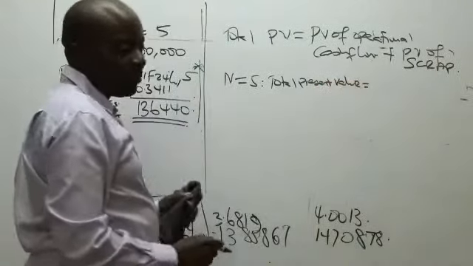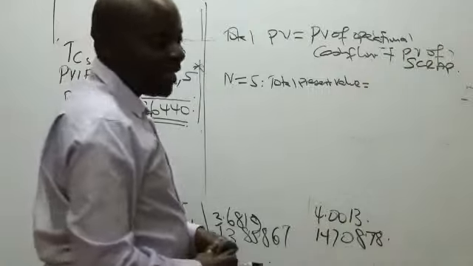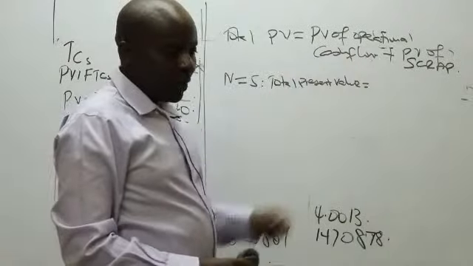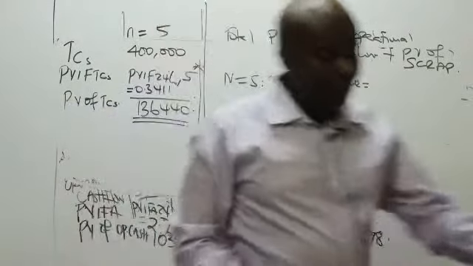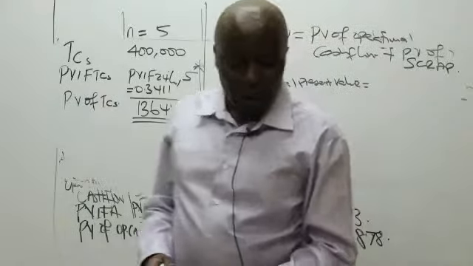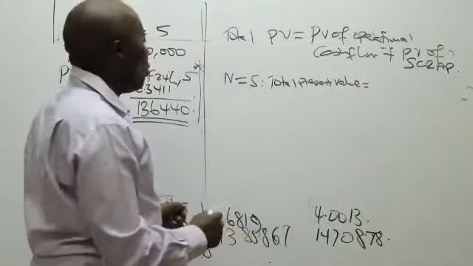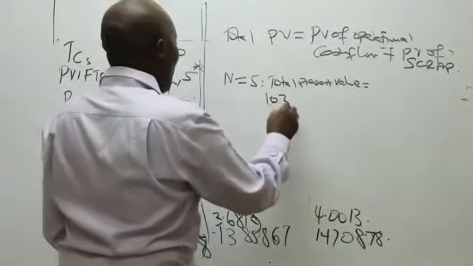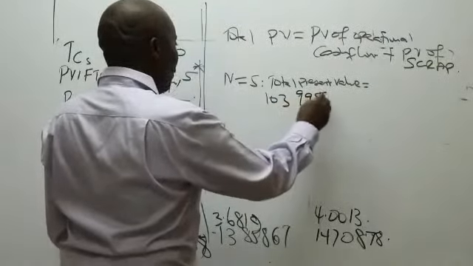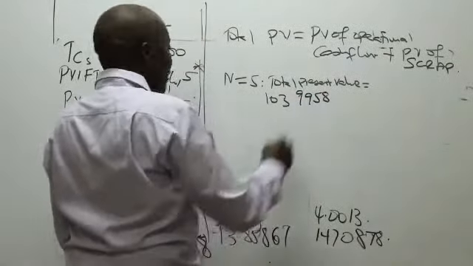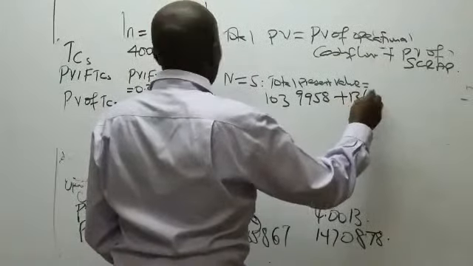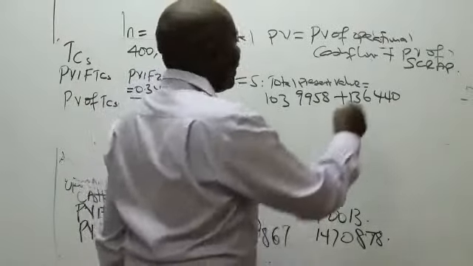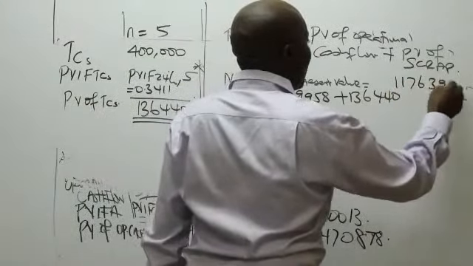will be equal to what here, somebody, when n equals 5? When n equals 5, if you're using this, what will be the total present value? What will be the total net present value? Unachukua ile ilikuwa hapa present value of operational cash flow. Ile ilikuwa ya 103,958. Unasema plus 136,440. The figure they're giving me is 1,176,398. Thank you very much.